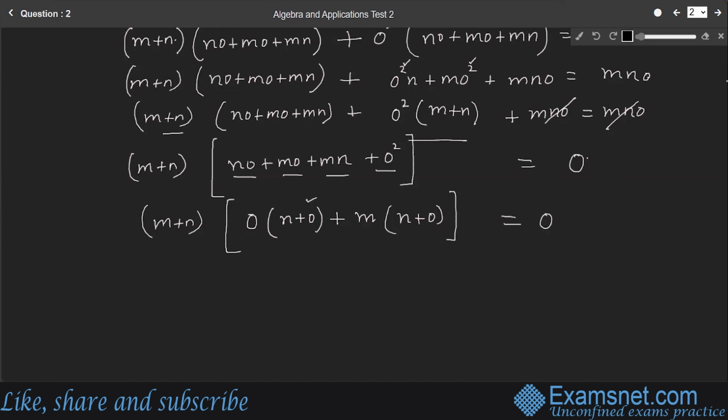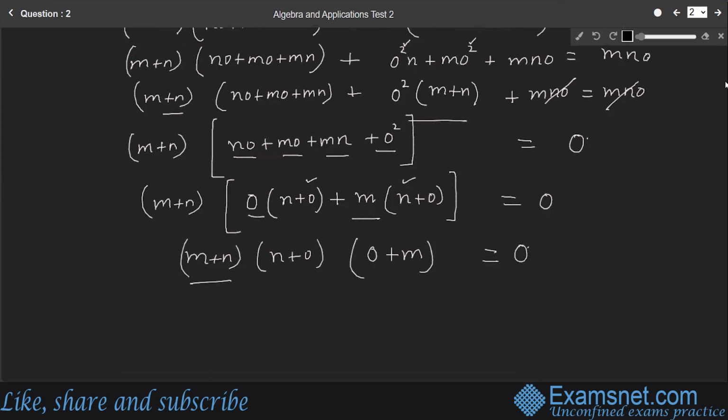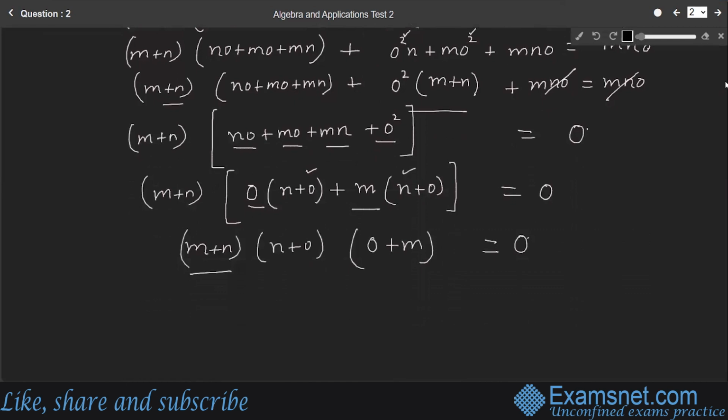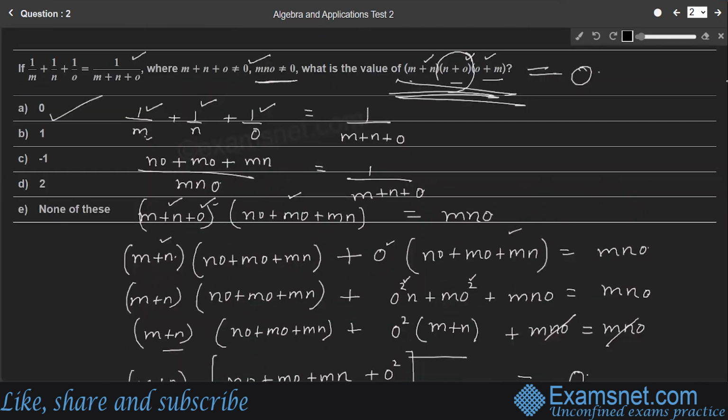So the terms inside the brackets in which n + o is common, we'll take out that common term. So (m + n) into, take out (n + o) common, and the remaining terms are o + m. These two are remaining terms, (o + m) is equal to 0. Therefore, the product of (m + n), (n + o) and (o + m), right? The question is the product of (m + n) into (n + o) into (o + m) is always 0, so it is equal to 0. Option A is the right answer.